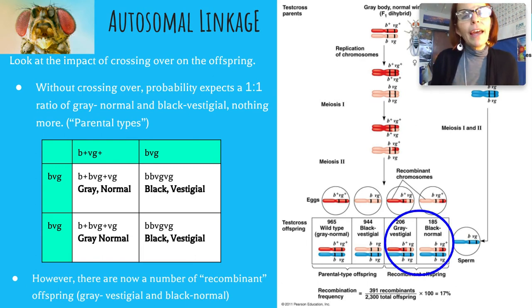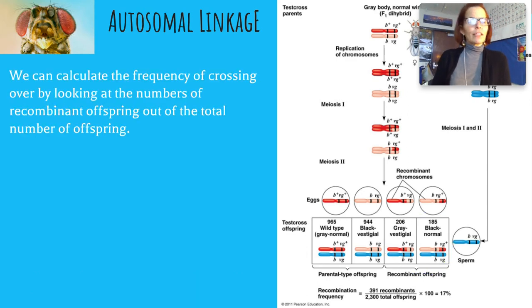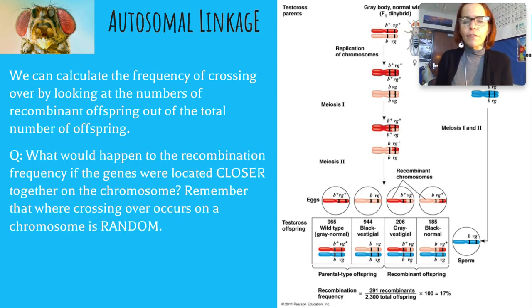So we're going to make that on our map. We're going to make that 17 map units apart. So it says, we can calculate the frequency of crossing over by looking at the numbers of recombinant offspring out of the total number of offspring.